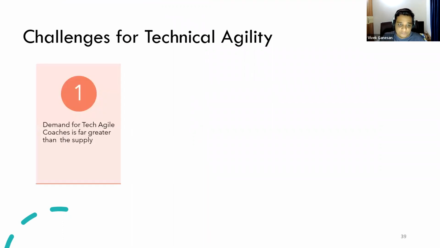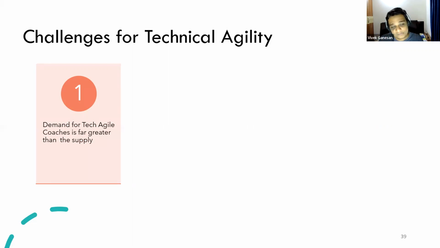The first challenge is that demand for tech agile coaches is far greater than the supply, which means for today's organizations, not enough tech coaches are available. Particularly in the Indian market, there are very few tech agile coaches, which means for all the transformations happening across the world, tech agile coach parity is not there when compared to process agile coaches. And this is a huge problem because at some point, just because there is no talent available, we will try to compensate in some way. We will try to cut corners because there is nobody to serve you, right?